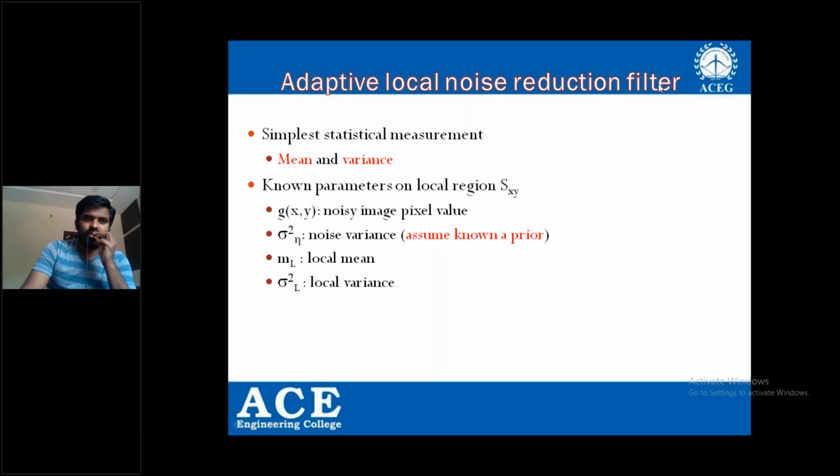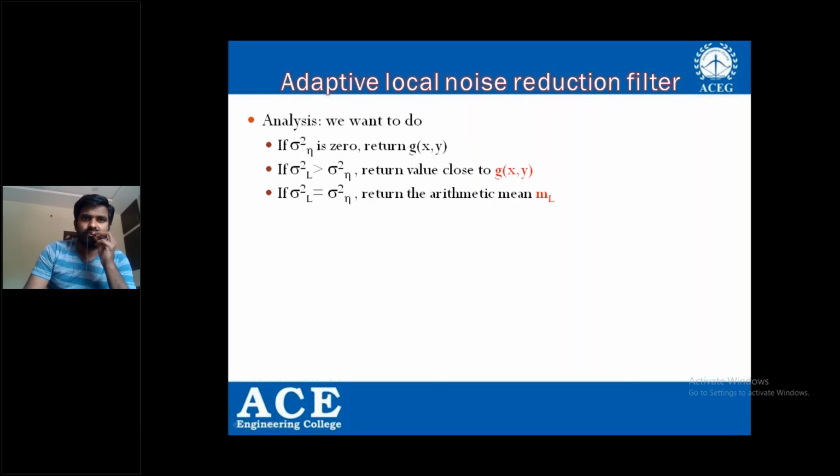And local variance, we call it sigma L square. So these are the parameters that must be known to apply the filtering process here, right? And in the analysis, if the noise variance is 0, it returns the complete g of x comma y. If the local variance is greater than the noise variance, it returns a value close to g of x comma y. If the local variance and noise variance are both equal, it returns the mean value.